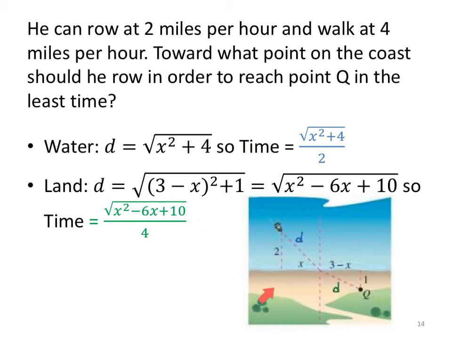On land, if this entire distance is 3, but I'm rowing for a point x down the shore, then this will be 3 minus x, that's what's left. 3 minus x squared plus 1 squared equals d squared, or d equals the square root of (3 minus x) squared plus 1. This will give us 9 minus 6x plus x squared plus 1, and that 9 and 1 make our 10, and I've written it in descending order: the square root of x squared minus 6x plus 10. So my time on land, green, we're going to pretend there's grass there, is the square root of x squared minus 6x plus 10 over 4, the rate at which he can walk.